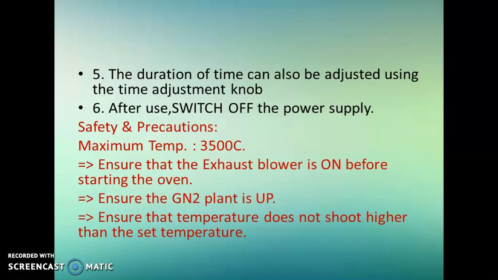Then ensure that the temperature does not shoot higher than the set temperature. Already we are setting a temperature, for example, 160 degrees Celsius. So you should ensure that the temperature does not shoot above 160 degrees Celsius. If we are setting 160, then it should be up to 160. It should not go higher than 160. That we should ensure.